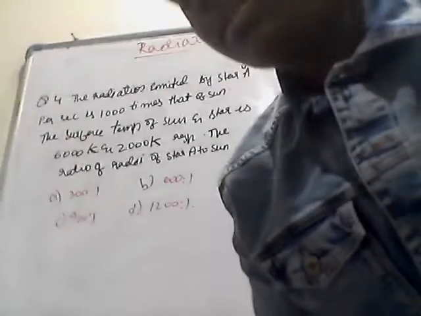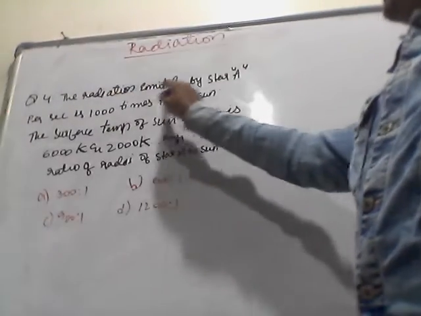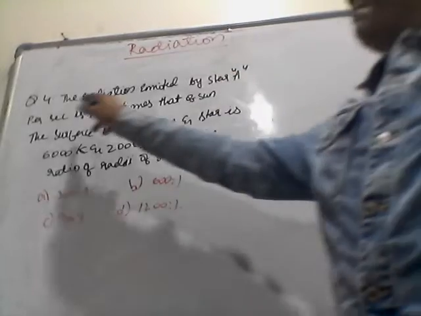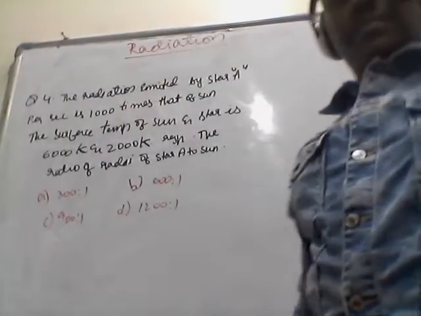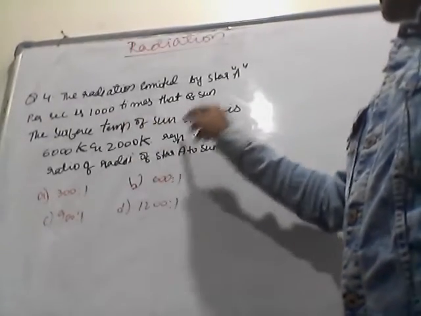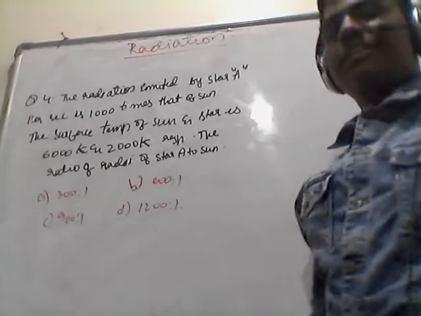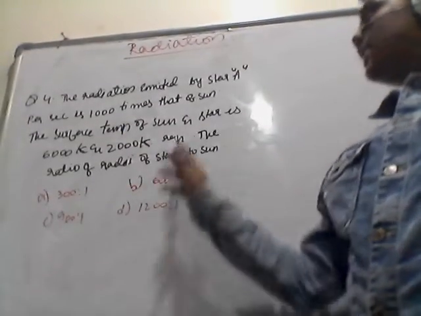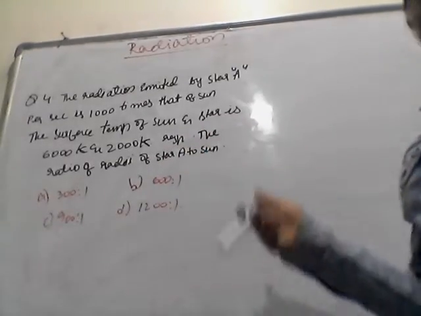Okay, coming to the fourth question now. What does the fourth question say? The radiation emitted by star A per second is 1000 times that of the sun. The surface temperature of the sun and star is 6000 Kelvin and 2000 Kelvin respectively. Then the ratio of radii of star A to the sun is what they are asking.